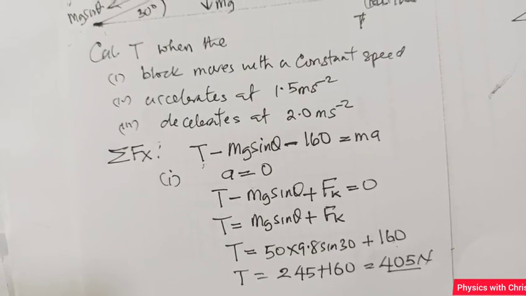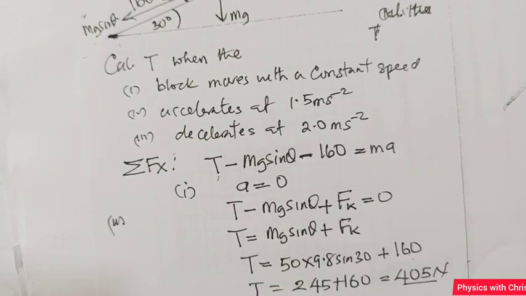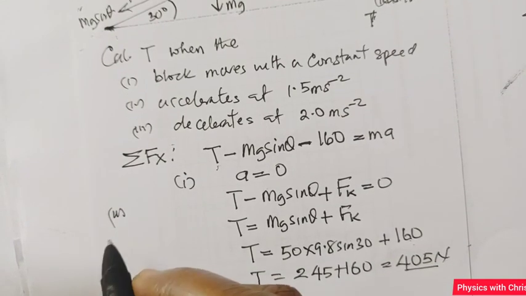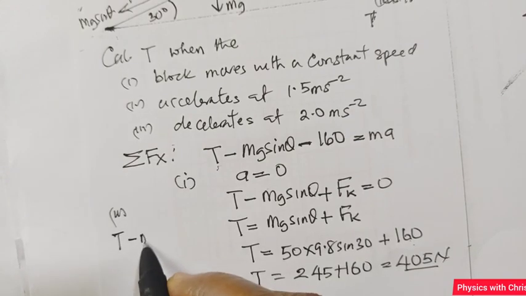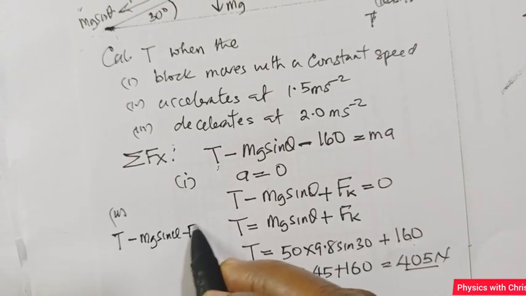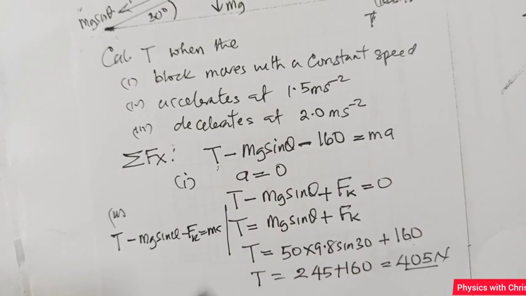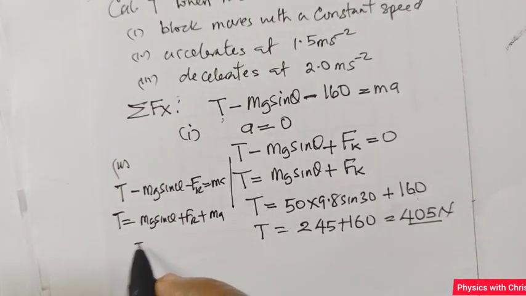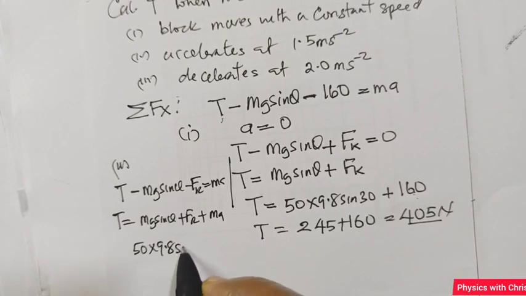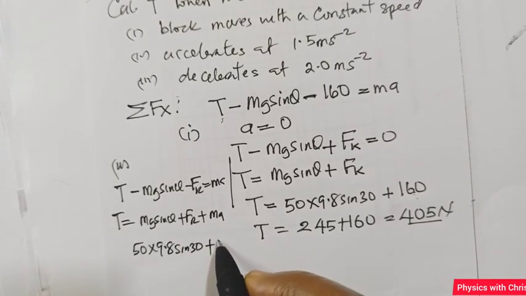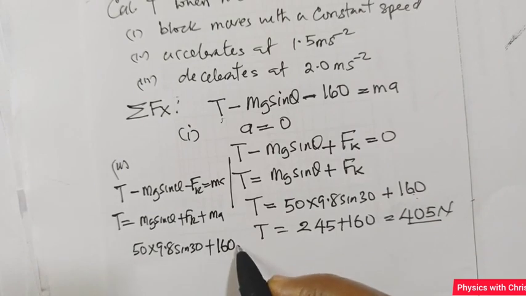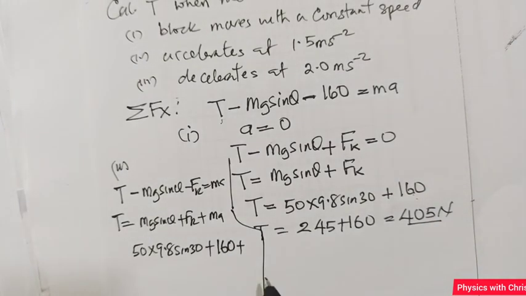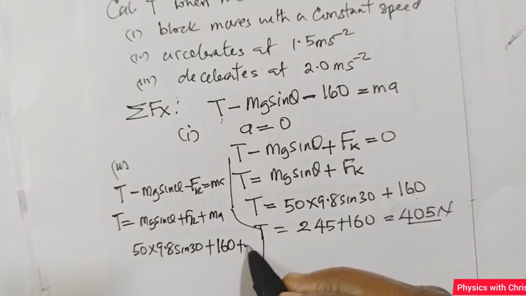Now, what is the tension in the string for the second question, if the block accelerates at 1.5 meters per second squared? So the same equation for resultant force: T minus mg sine theta minus Fk equals ma. Now T is equal to mg sine theta plus Fk plus ma. So that gives me 50 times 9.8 times sine 30 plus Fk, which is 160, plus mass times acceleration, which is 50 times 1.5.